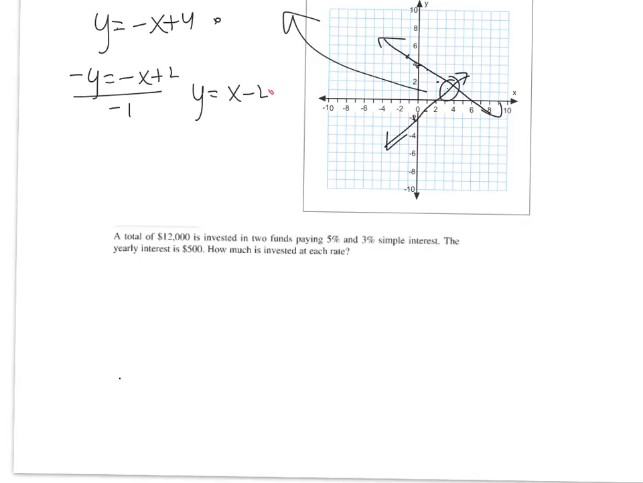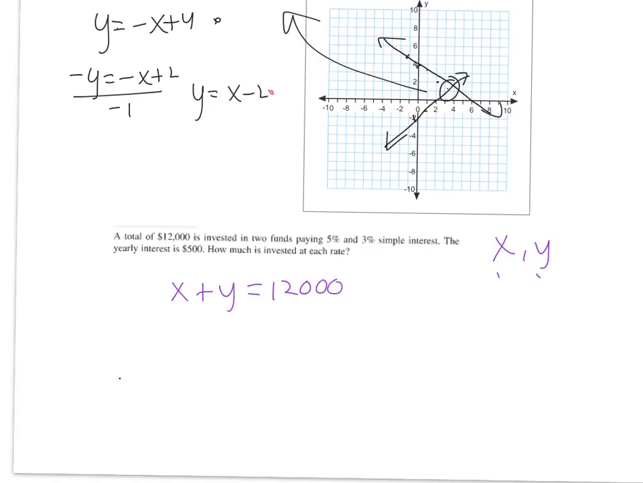So our first equation is going to be a total of $12,000 is invested in 2 funds. We are going to call those funds X and Y, right? So this is Fund 1, Fund 2, right? The yearly total interest is $500, so we're not going to deal with the actual interest until we already figure out our first equation. We're just going to say we're adding those 2 funds together to get $12,000.